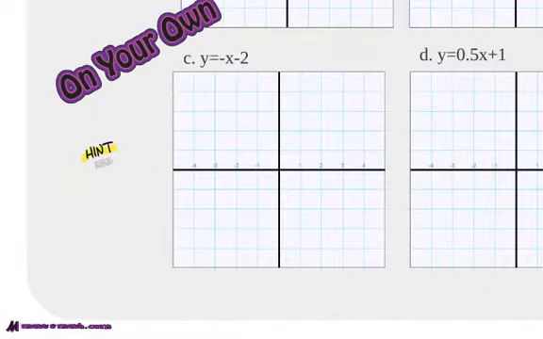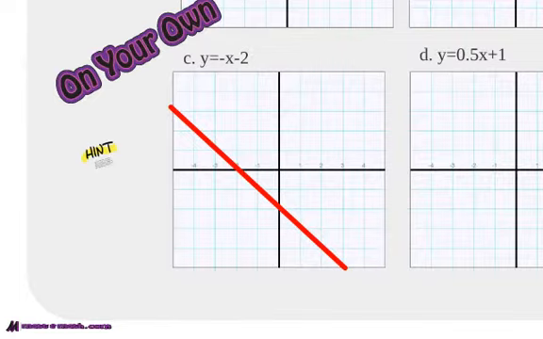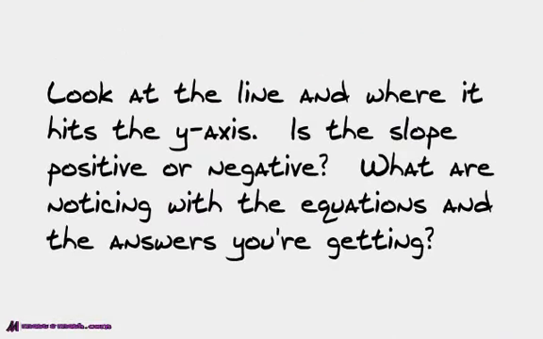All right, now I want you to do this one on your own. Negative x minus 2 equals y. All right, here it is. You get this? Again, notice it hits B, the y-axis at negative 2, and it's going down 1 over 1, down 1 over 1. Okay? Again, double check your work. What are you noticing about the equations and the answers you're getting? Any pattern you're picking up?